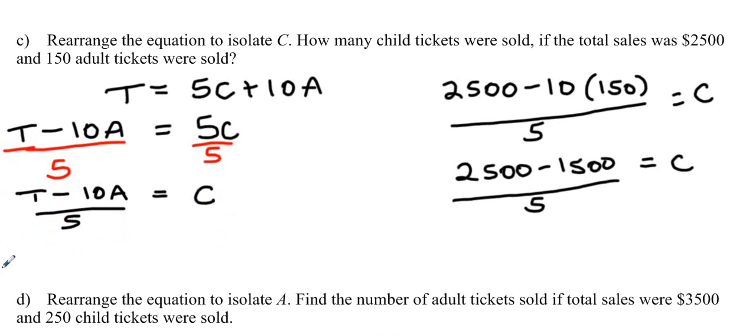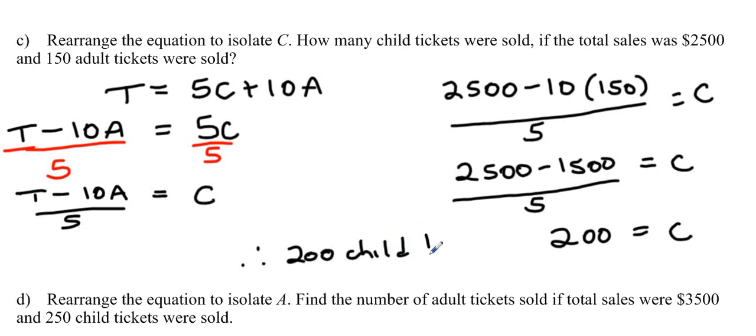So now, 2,500 minus 1,500 is 1,000. 1,000 divided by 5 is 200. So C equals 200. Therefore, 200 child tickets were sold.